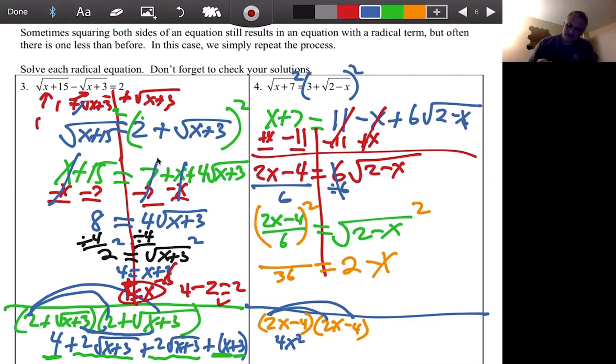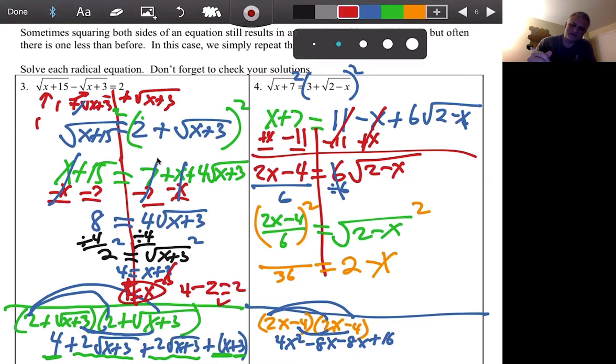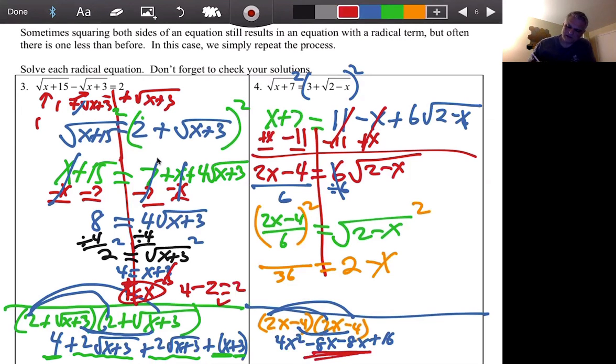Okay. 2x times minus 4 is minus 8x. Minus 4 times 2x is another minus 8x. And minus 4 times minus 4 is plus 16. Okay? So we're going to put that in this numerator over here. Let's combine like terms. So we're going to have 4x squared minus 8x minus 8x, so minus 16x plus 16.